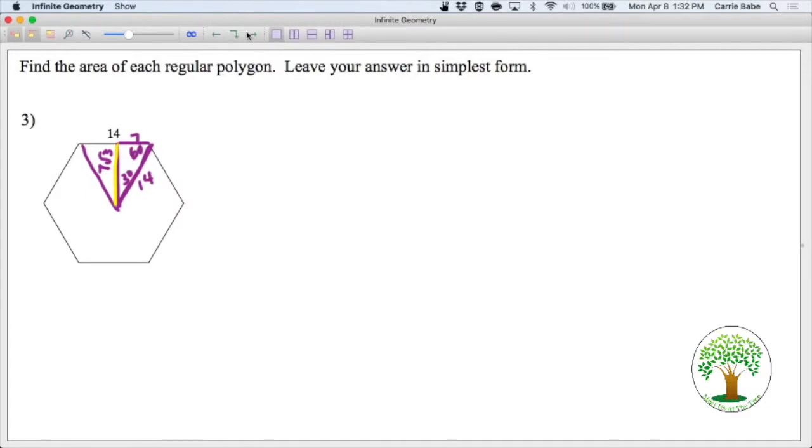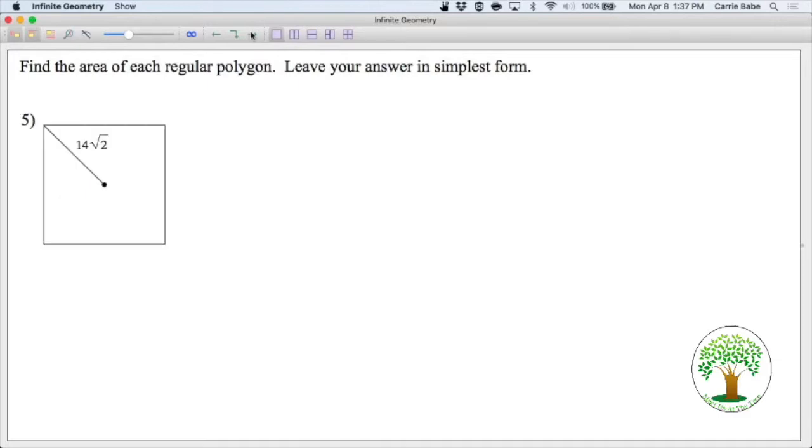Number 5 says, find the area of a regular polygon. Leave your answer in simplest form. Question: is this the dot or the side? All right, so I'm going to have you connect 2 triangles. Connect the dot in the center to a corner. It doesn't really matter which corner. All right, what is this angle right here, and how do I find it?